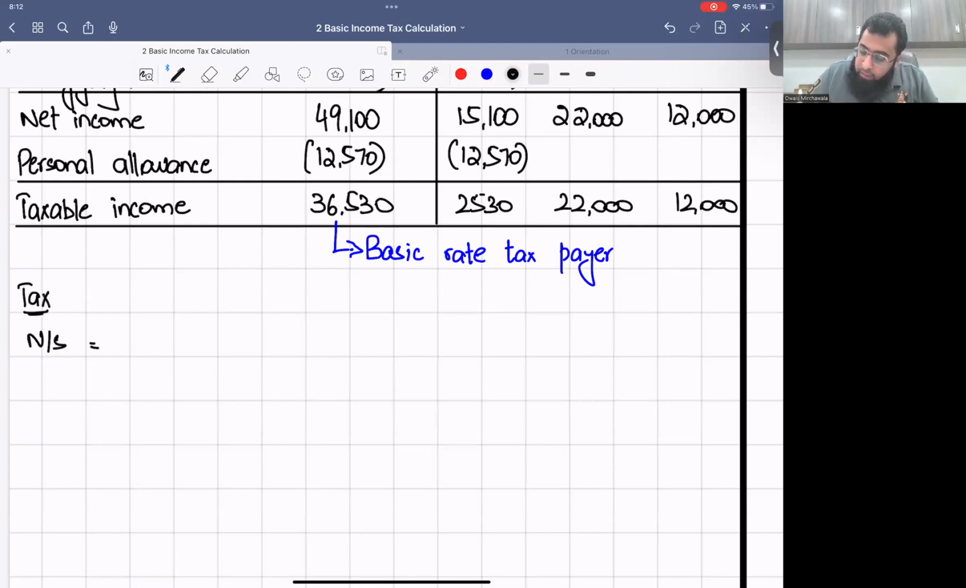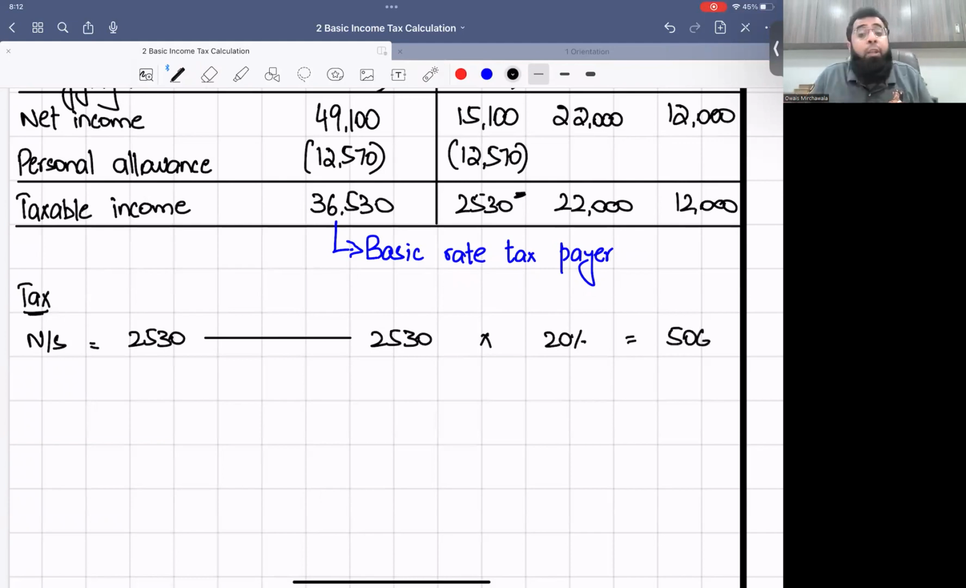Our non-saving income here is 2,530. So the basic rate band is still 37,700. So this 2,530 goes at 20%. So it's 506. Now in this question, there is one good concept for understanding. Saving income is 22,000.